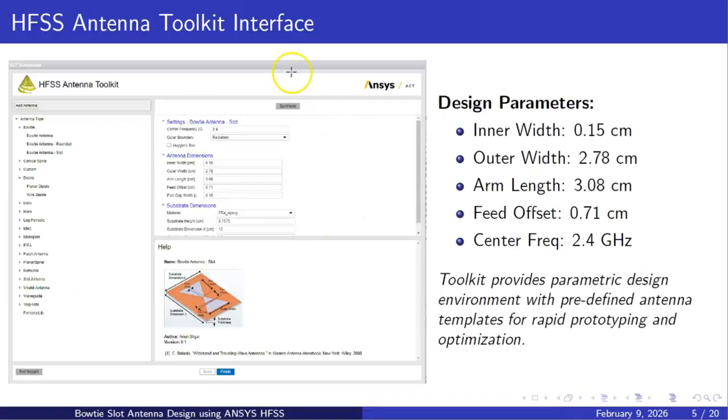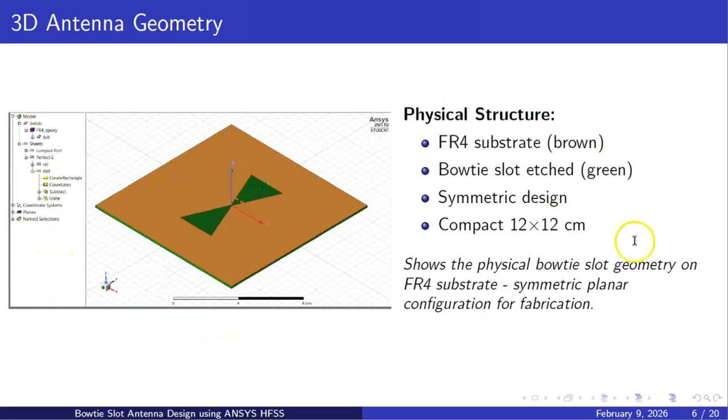This is the HFSS Antenna Toolkit interface where we configured our antenna design. The key parameters include inner width of 0.15 cm, outer width of 2.78 cm, arm length of 3.08 cm, and feed offset of 0.71 cm. The center frequency is set to be 2.4 GHz. The toolkit provides a parametric design environment with predefined antenna templates, enabling rapid prototyping and optimization of the Bowtie slot antenna.